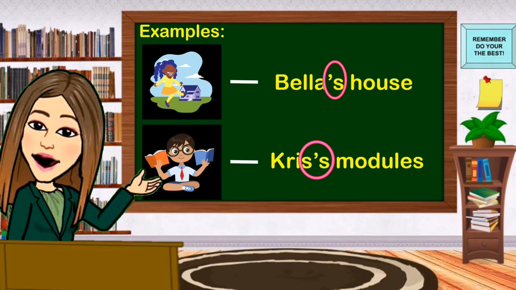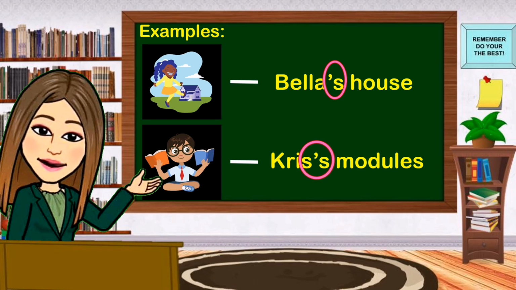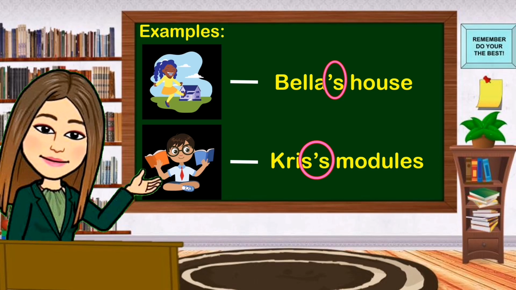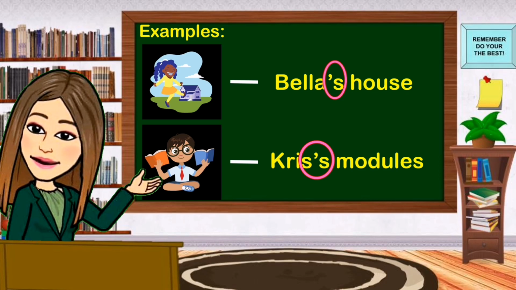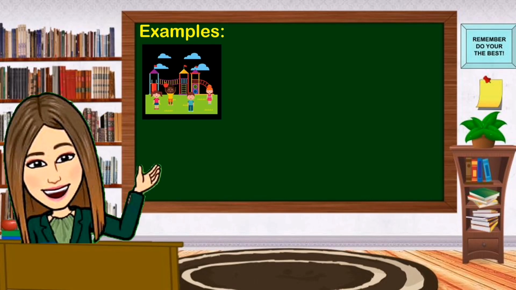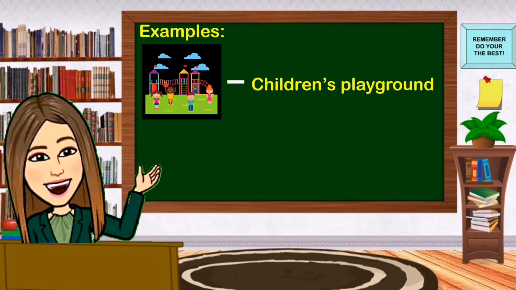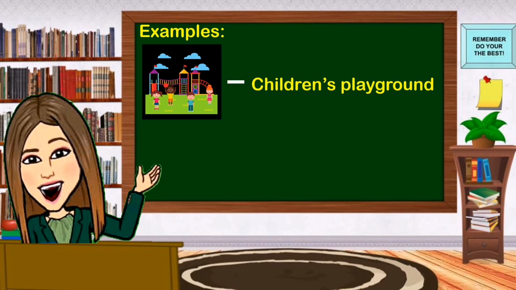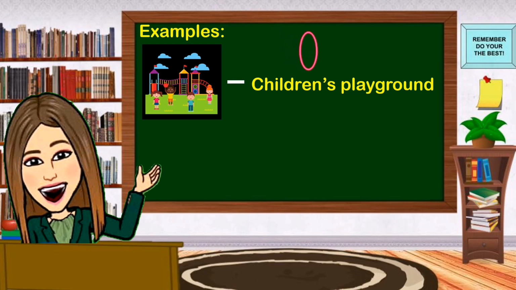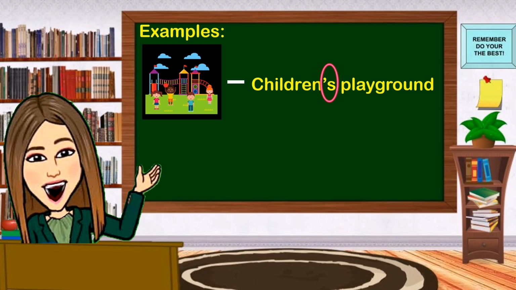So kung singular ang nagmamay-ari tulad ni Bella at Chris, lagyan mo ng apostrophe S ang nagmamay-ari. Ang laging kasunod nito ay ang inaangkin. Other examples, children's playground. So para kanino ang playground? Ito ay para sa mga bata. Rule number 2, to show possession of plural nouns not ending in S, you have to add apostrophe S.